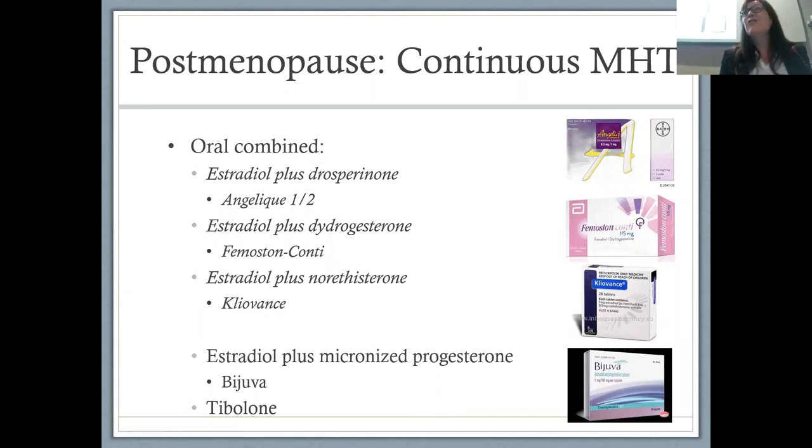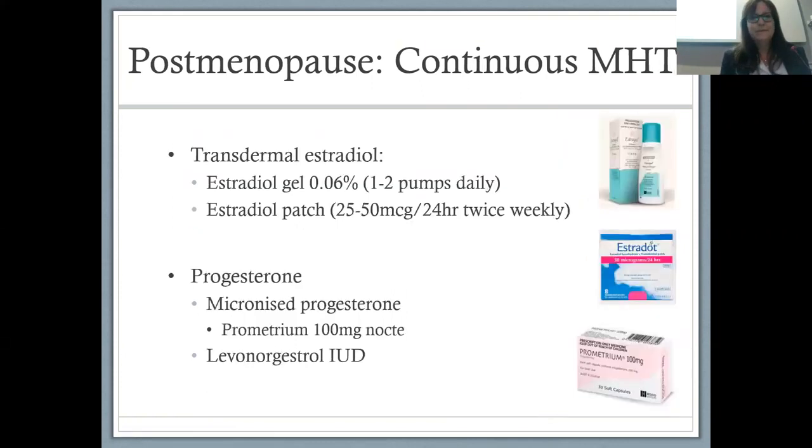And then Tibolone, our old favorite. I love Tibolone. It's a really useful tablet in this setting. It's a once a day tablet, 2.5 milligrams, and it can be really useful in women who've got some low libido along with all of their symptoms. Finally, the transdermal preparation. Again, you can use continuously a daily gel or a twice weekly patch, along with a once a day progesterone or the levonorgestrel IUD.